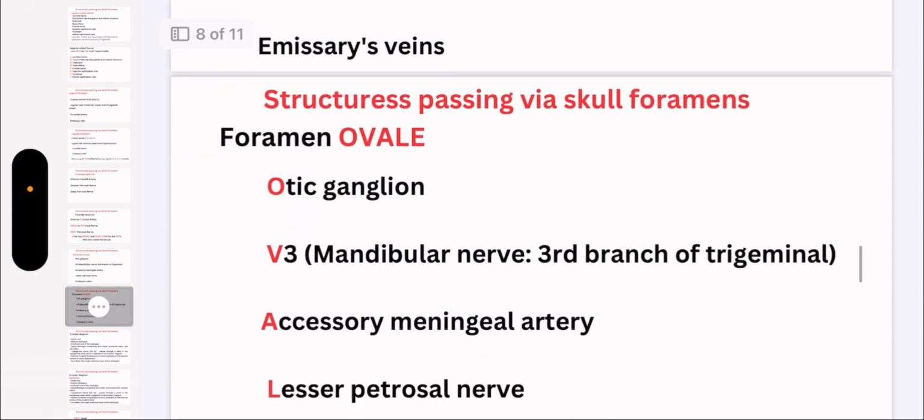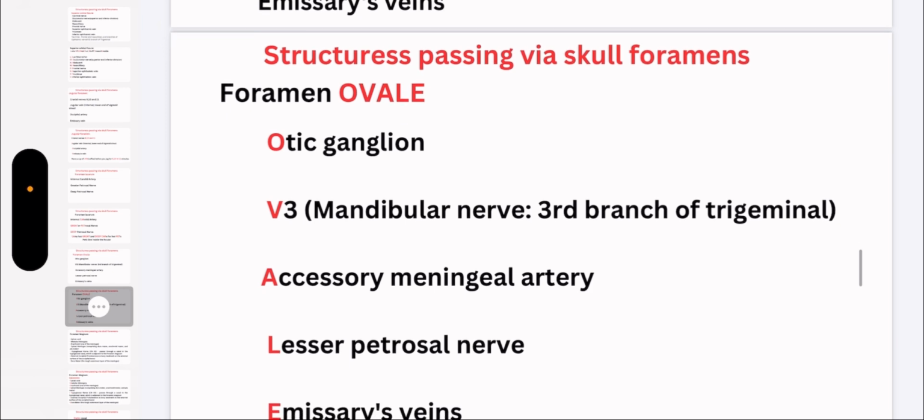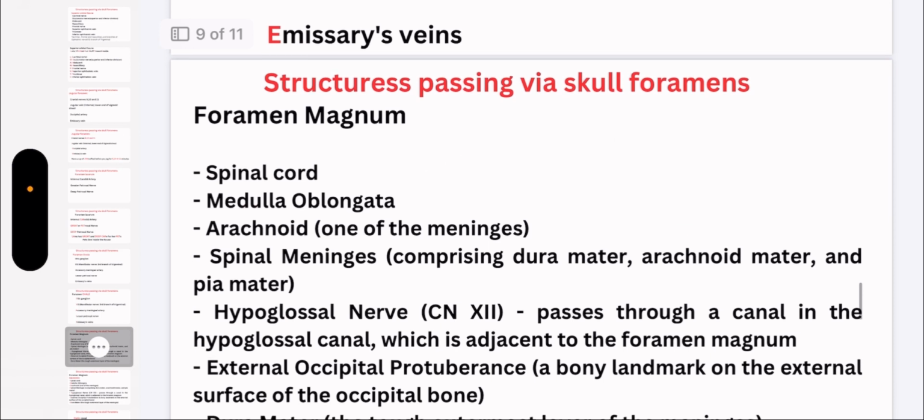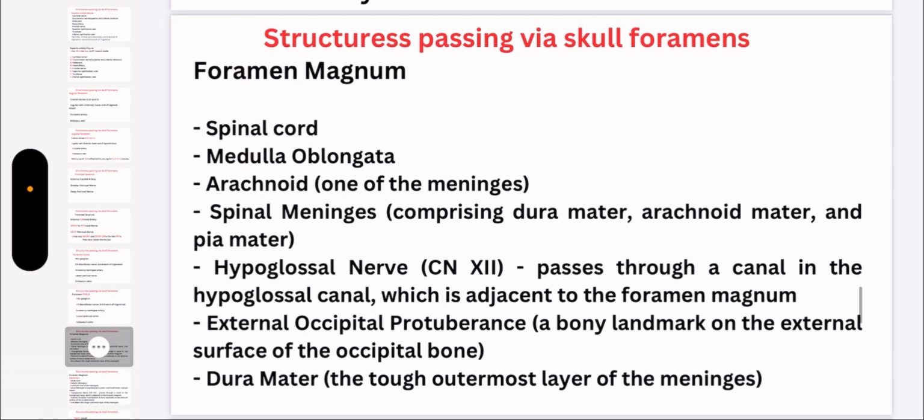You can remember it by remembering the word ovale. Foramen ovale. So O for otic ganglion, V for V3, mandibular nerve, third branch of trigeminal, A for accessory meningeal artery, L for lesser petrosal nerve, and E for emissary vein.